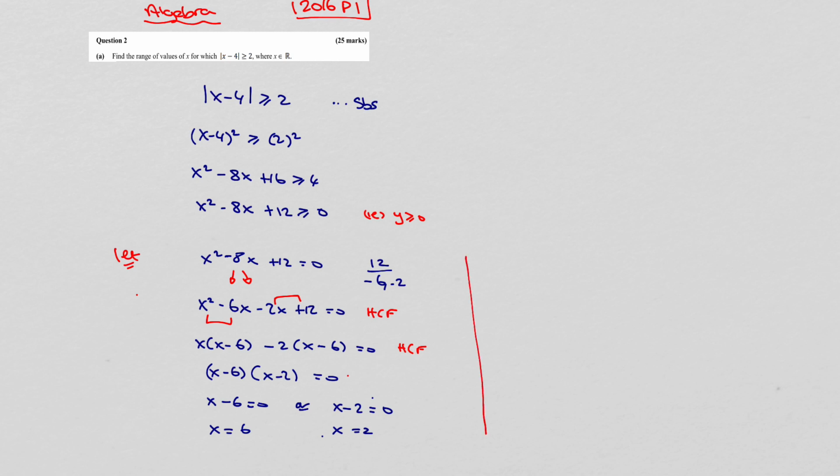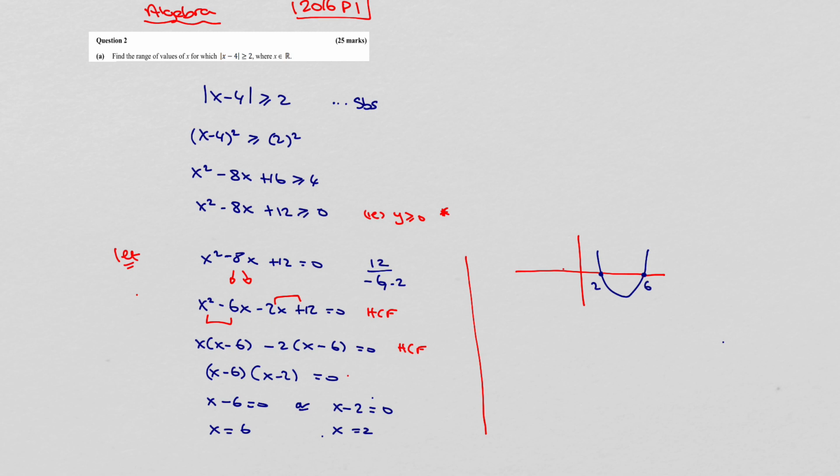So I'm going to sketch this graph, x squared minus 8x plus 12. It's a positive quadratic, so a U-shaped quadratic, and it crosses the x-axis at 6 and 2. And it is greater than or equal to 0. So therefore, it's going to equal 2 or equal 6. And I'm looking for where my y value is greater than 0, in other words, where are they positive?